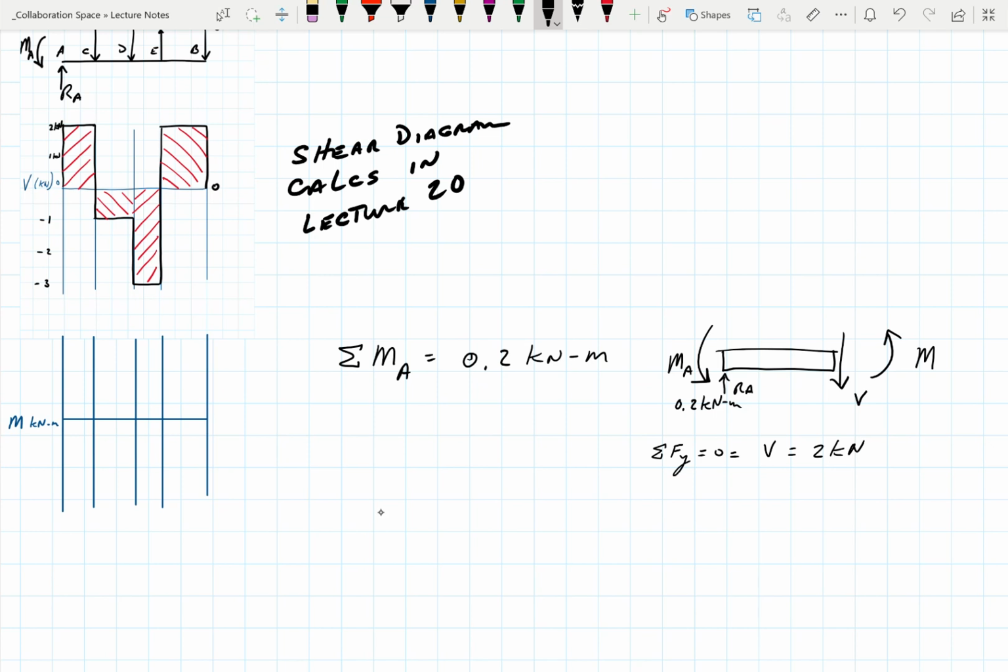And we're going to do this. And this is where it's going to get fun, so bear with me here. Sum of the moments is equal to 0, equal to moment at A minus the 2 kilonewtons and some distance x as we go out there, okay? And we want to know what this is going to be, okay?